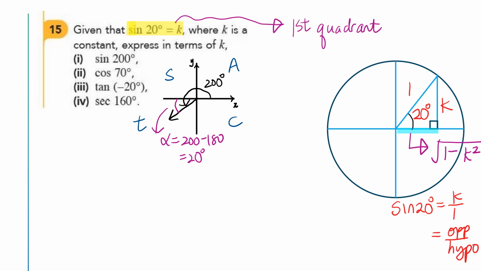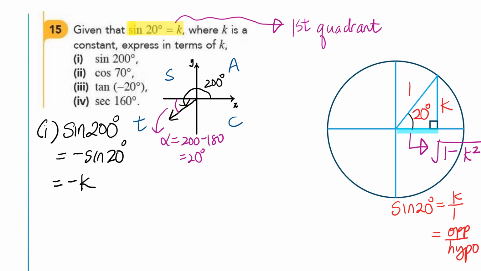Right. So your 200 degrees is actually in the third quadrant, which is only positive for the tangent ratio. So therefore, the sine ratio is a negative value. So therefore, sine 200 degrees is negative sine 20, and sine 20 is given to be k. So therefore it equals negative k.